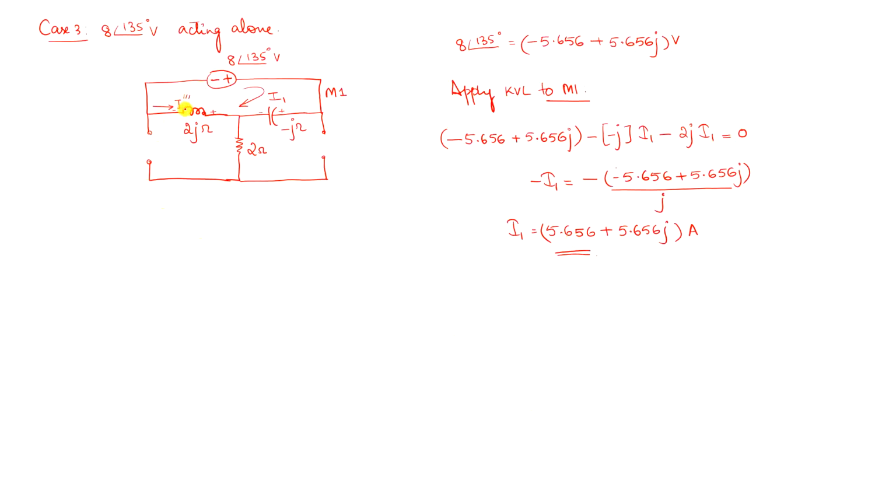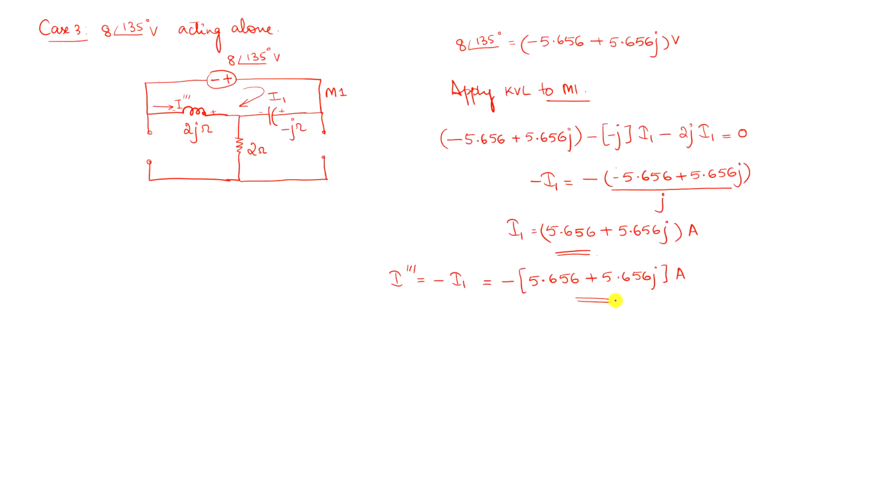What we want is I triple dash. So I triple dash is what? It is the current which is opposite to the mesh current I1. So this is going to be minus I1. So this is equal to minus of 5.656 plus 5.656 J amps. So this is what you get.